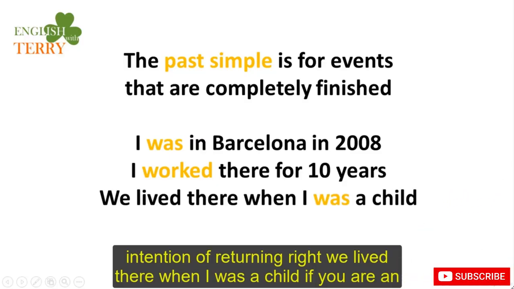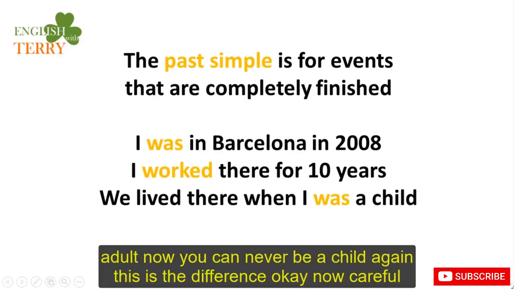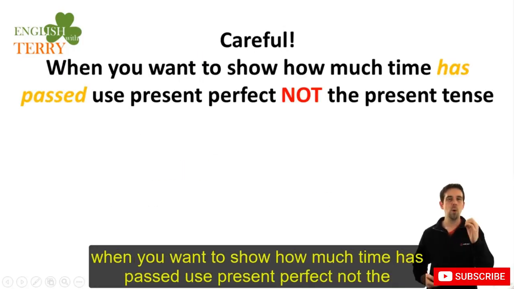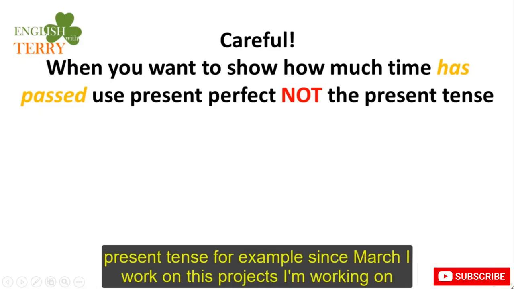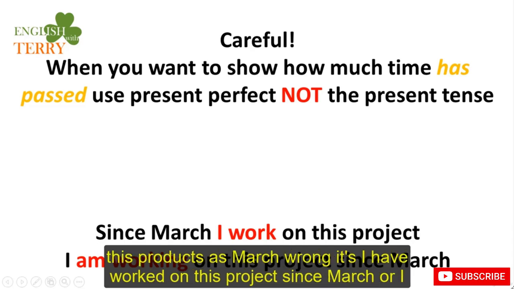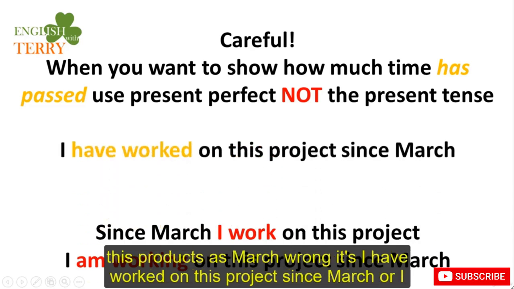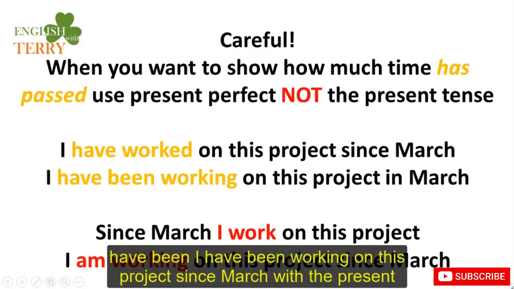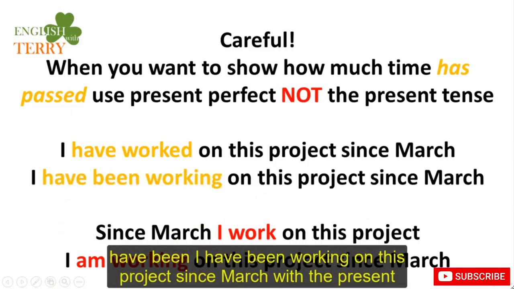We lived there when I was a child. If you are an adult now, you can never be a child again. This is the difference, okay? Now, careful. When you want to show how much time has passed, use present perfect, not the present tense. For example, since March I work on this project. I'm working on this project since March. Wrong! It's I have worked on this project since March, or I have been working on this project since March.